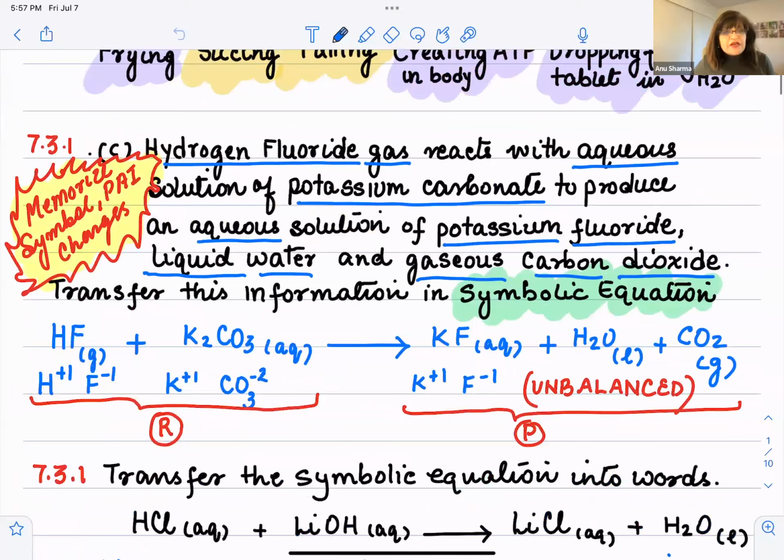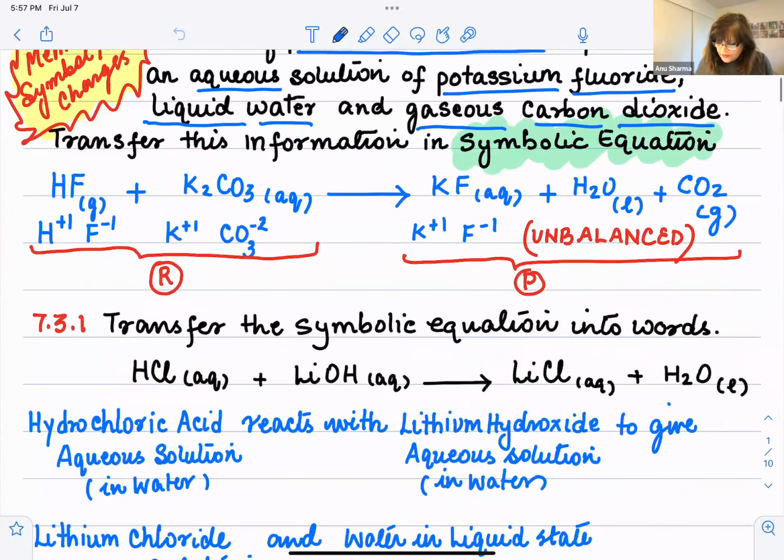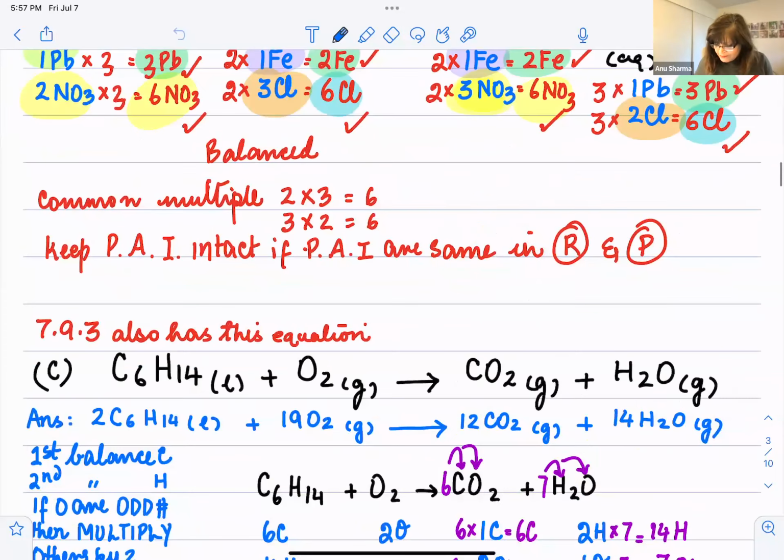First of all, it's very important, and once again I would like to emphasize that you really need to recognize the polyatomic ions, the symbols of the elements, and you should know the charges. Based on that, you're going to determine the solubility of the ionic compounds. That's very important, so make sure you memorize that.